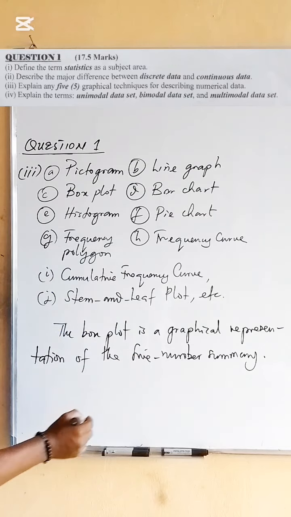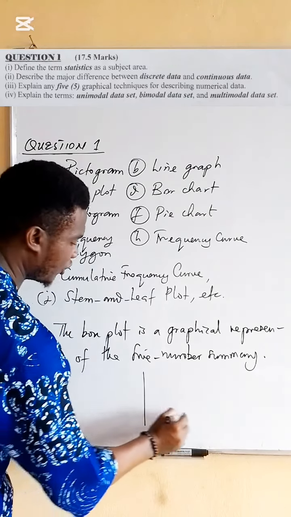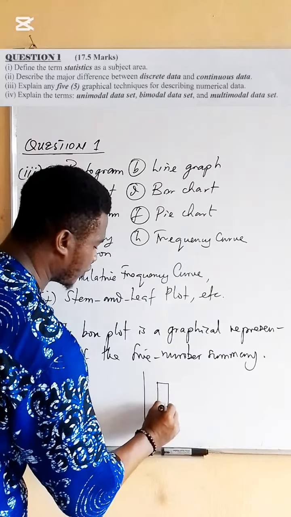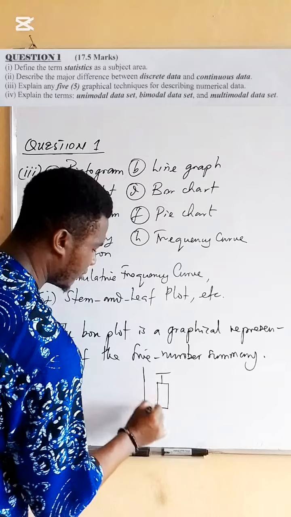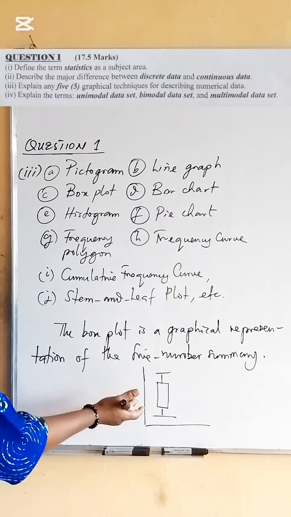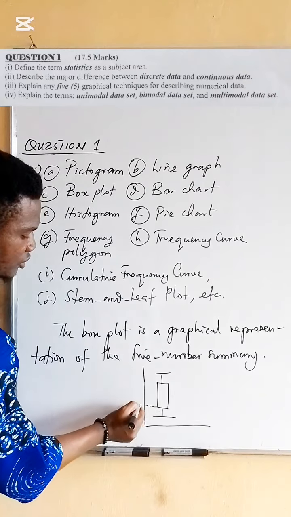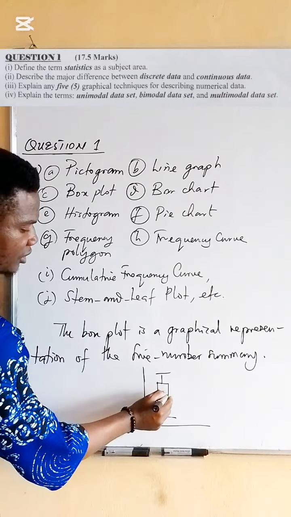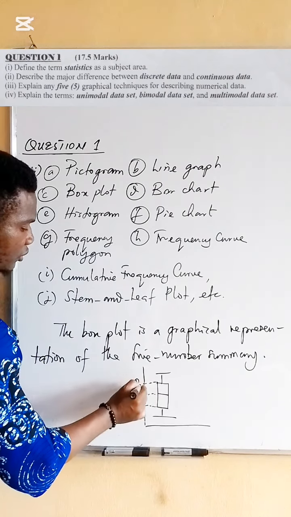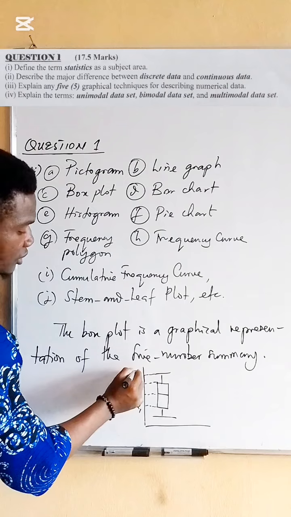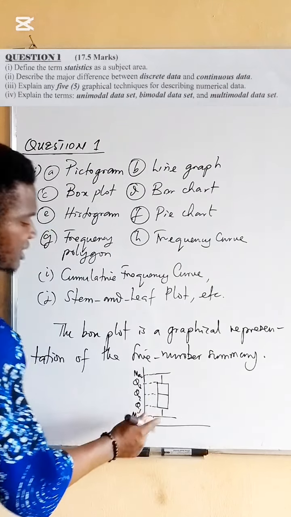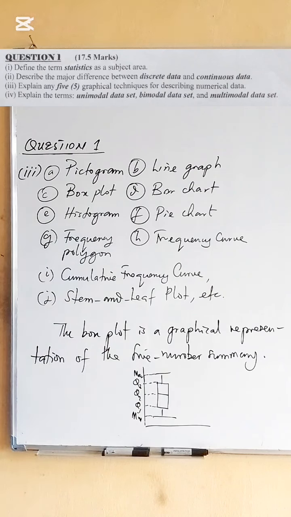So the box plot looks like this. It could be vertical, it could be horizontal. Let's say we have a vertical box plot. It looks like this. So when you have a graph like this, this corresponds to Q1, the lower quartile, the middle here corresponds to the median, Q2, this corresponds to Q3, this corresponds to the maximum, and this corresponds to the minimum. This kind of plot is called the box plot.